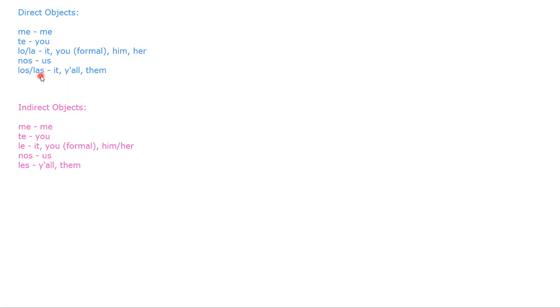But the plural third person could be talking to a group of people, you all, or it could be talking about either people or things, in which case we refer to them. Same thing down here as an indirect object. It could be you all, or it could be about other people or things.